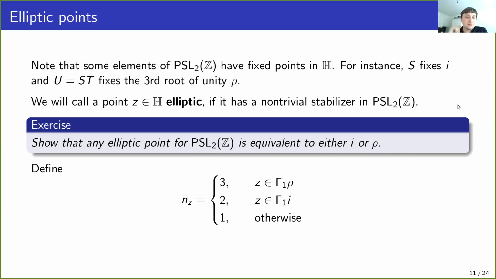So this is an exercise, but because of this, these points usually one has to treat slightly differently. So it's convenient to introduce a kind of measure of how bad the point is from being regular. And we define it to be 3 for the orbit of rho, and 2 for the orbit of i. I mean, the definition of n_z without an explicit description would be just the order of the stabilizer in PSL2(Z).